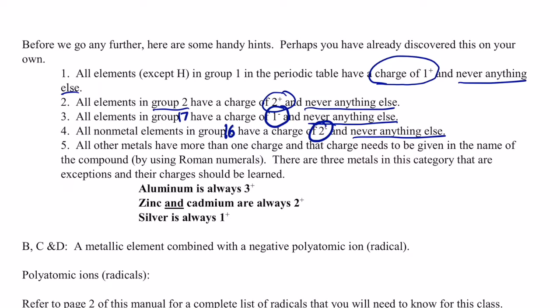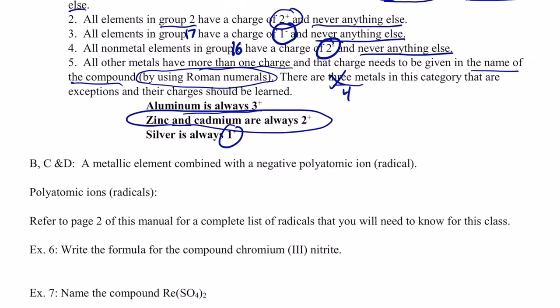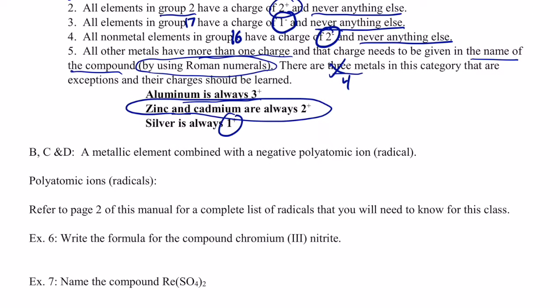All other metals have more than one charge, and that charge needs to be given in the name of the compound by using Roman numerals. There are 3 metals in this category that are exceptions. Aluminum is always positive 3. Zinc and cadmium are always positive 2. So I guess we should say there are 4 metals that are exceptions to that. Silver is always positive 1. All right. Don't worry, we're going to do more examples. If you're a little bit confused, we'll try to straighten that out before you have to do your first assignment, okay?